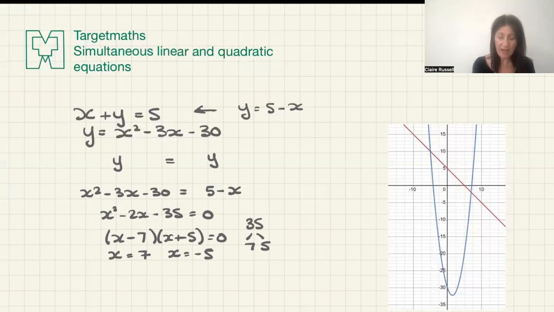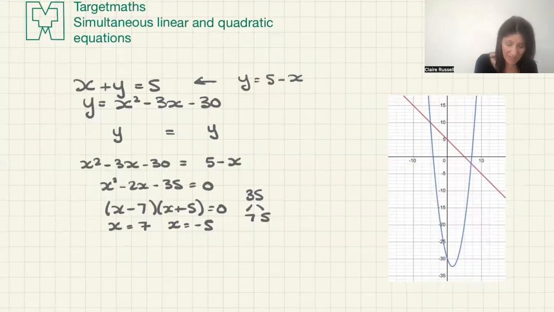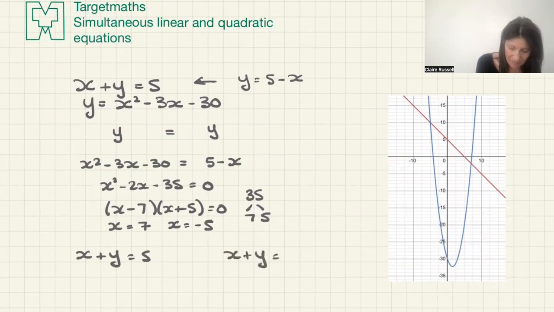To find my y values, I am going to substitute these in to one of the equations. Now, those were my original equations. It makes no sense at all to choose the hardest looking one. So we're going to choose this nice, easy one. And I've got 2 values of x to go in. So I'm actually just going to write it twice. So I've got x plus y equaling 5, x plus y equaling 5.